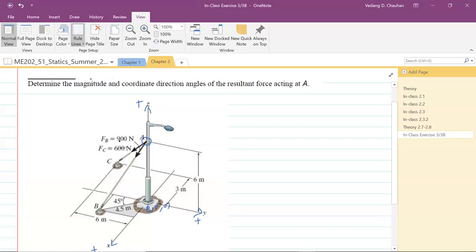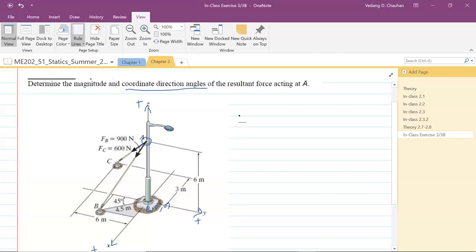Now we cannot simply add this together, like 900 plus 600 equals 1500, because that would be wrong. These are just the magnitudes, and force is a vector. We cannot add only magnitudes of vectors to find the resultant magnitude. We need to write each force as a Cartesian vector of i, j, k components, and then do vector addition, find the resultant force, and then calculate the magnitude and coordinate direction angles of the resultant force.